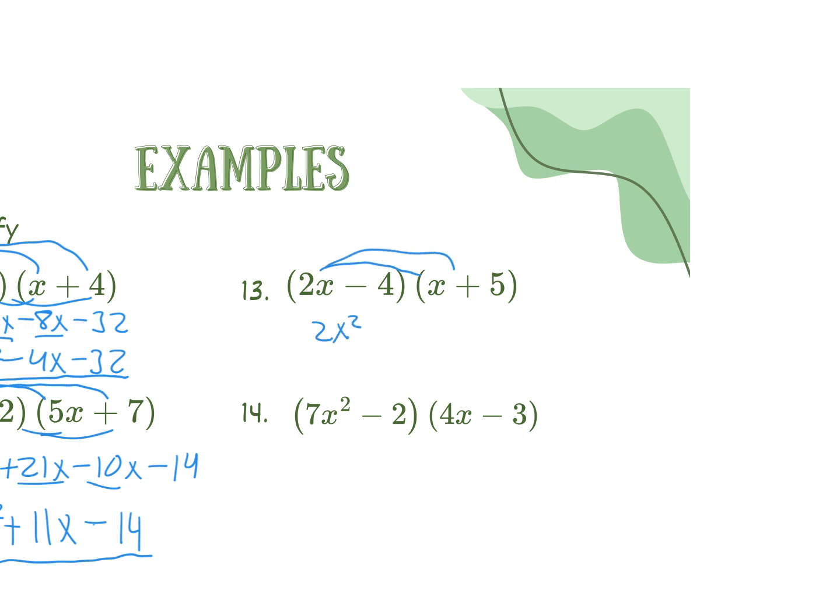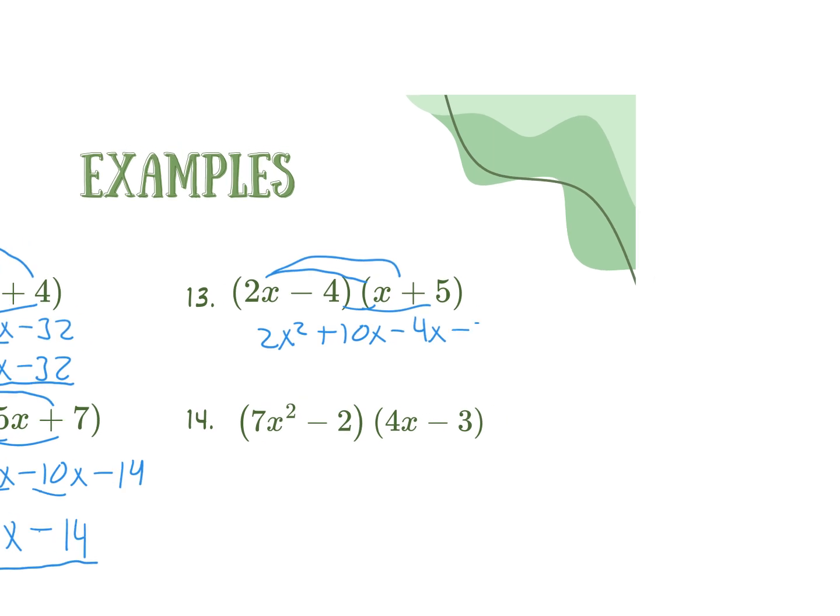Outer times the outer, 2x times 5, 10x. Negative 4 times x, inner times the inner, minus 4x. And then minus 4 times 5 is going to get you a negative 20. Combine like terms, 10x minus 4x is 6x. And then bring everything else down. Nothing else can combine. So I get 2x squared plus 6x minus 20 as the answer.